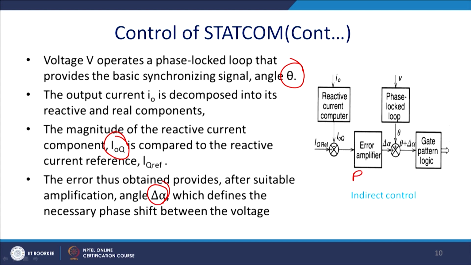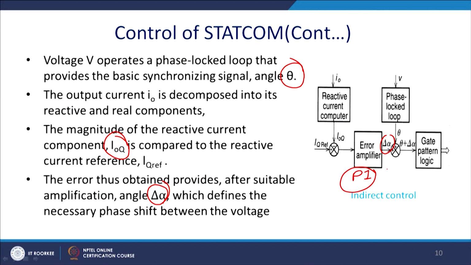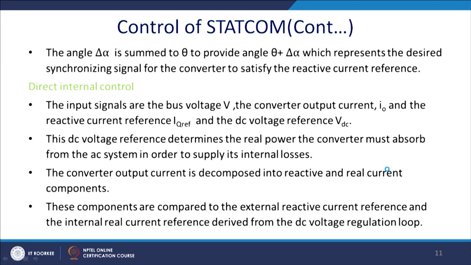Generally it is nothing but a PI controller. So, the PI controller will generate this del alpha, which defines the necessary phase shift between the voltage and the current. This is the principle of the operation, and del alpha will be added with the theta, and thus the net angle will be theta plus del alpha, and that will be given to the gate firing logics. The angle del alpha is summed up to provide theta plus del alpha, which represents the desired synchronizing signal to the converter to satisfy the reactive current reference.